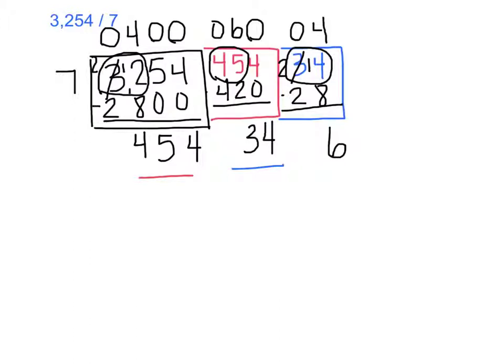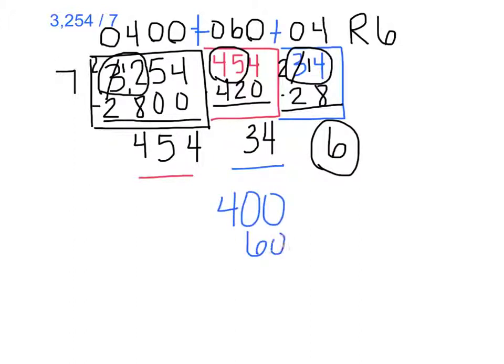6 is less than 7. I can't draw a box. This is my remainder. So I'm going to put it up here at the top, just so that I can keep that fresh on my mind. Last step that you have to do with this model is you must add together the numbers on top of the box. So you're going to add 400 plus 60 plus 4, and that will equal 464 with a remainder of 6.